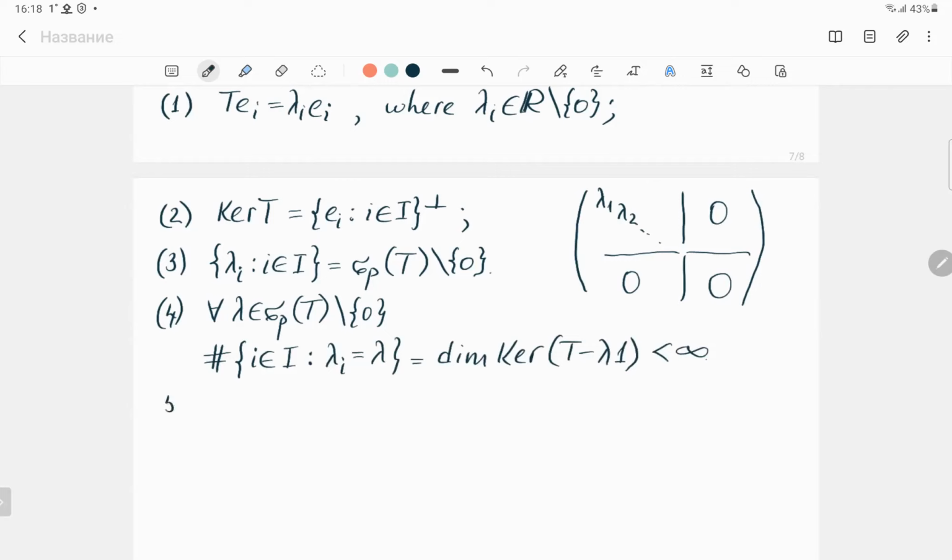And finally, part 5. If our index set is infinite, so it is the set of natural numbers, if we have infinitely many vectors e_i and respective lambda i, then our sequence lambda i vanishes at infinity.